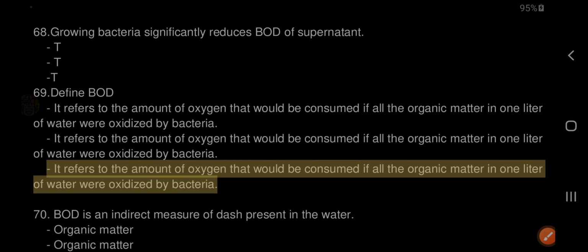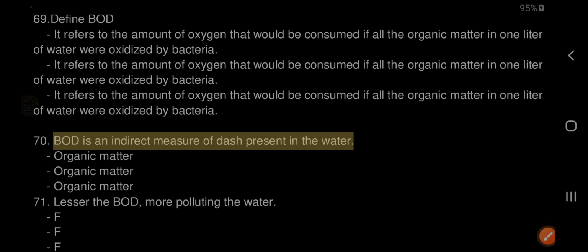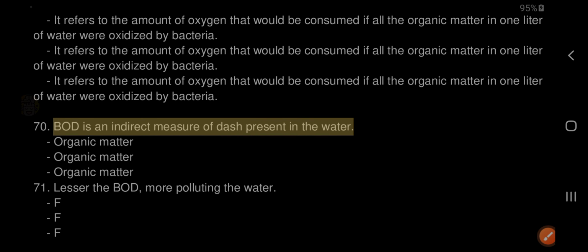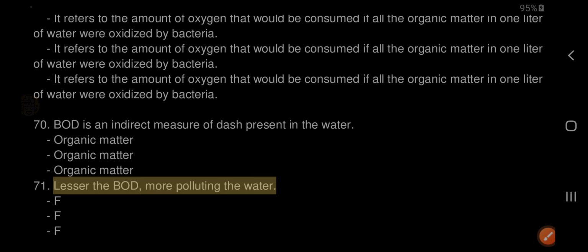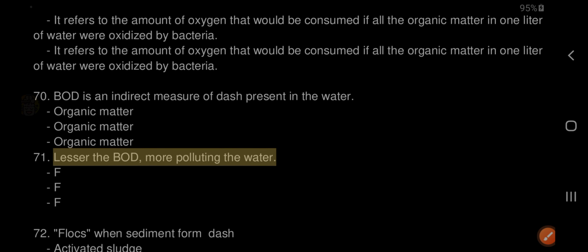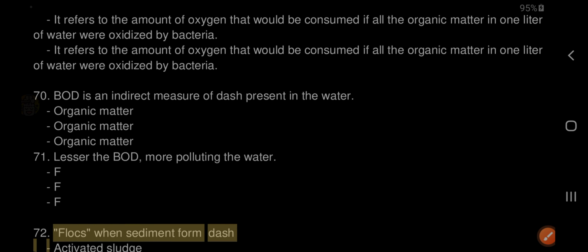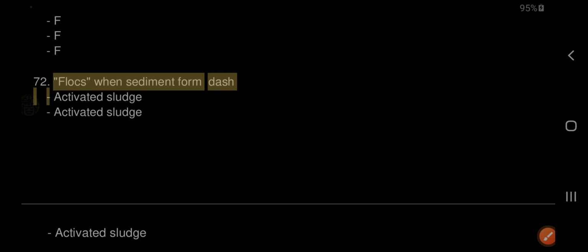70. BOD is an indirect measure of organic matter present in the water. 71. Lesser the BOD, more polluting the water. False. 72. Flocs, when sedimented, form activated sludge.